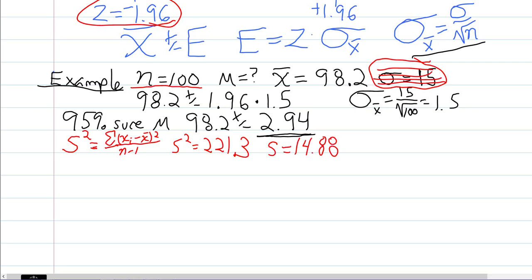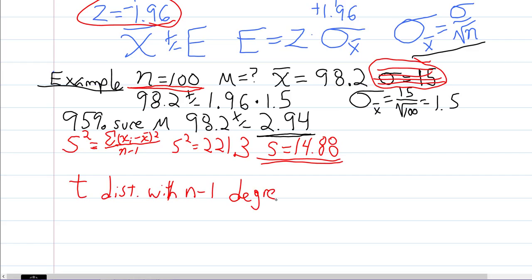Now, because we don't know the population standard deviation, and we're using a sample standard deviation, in other words, we're taking our data we collected to calculate an estimate of what the real standard deviation we should be using is, we have to use something called the t-distribution with n minus 1 degrees of freedom. Now this is a mysterious term. What in the world does that mean?